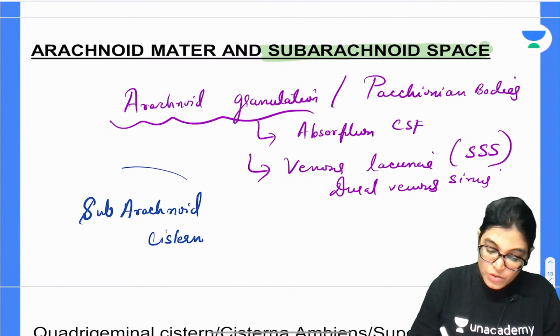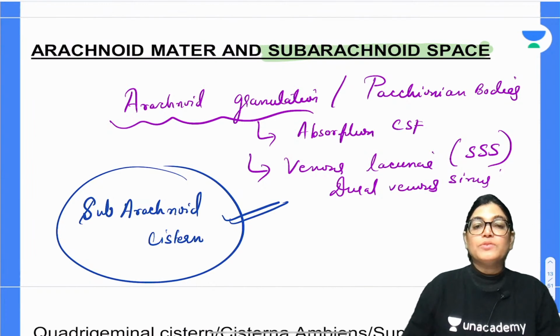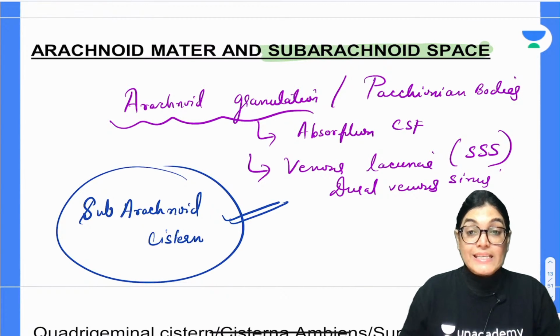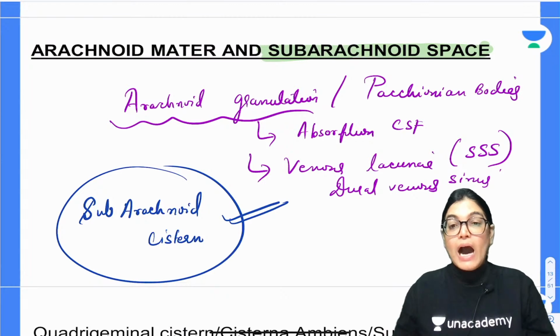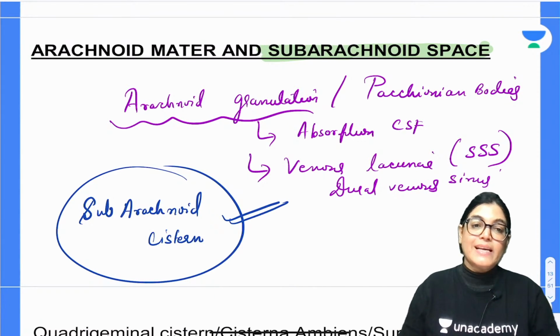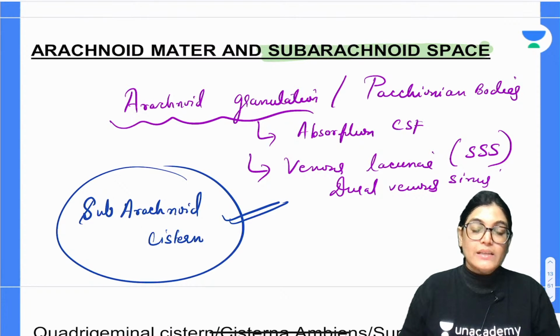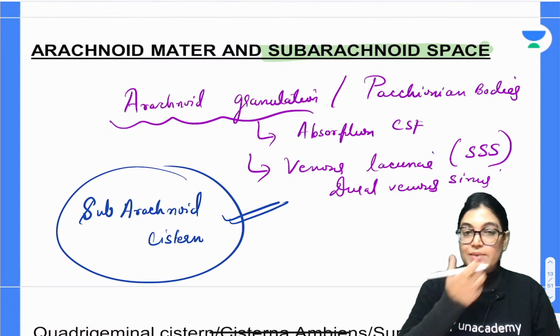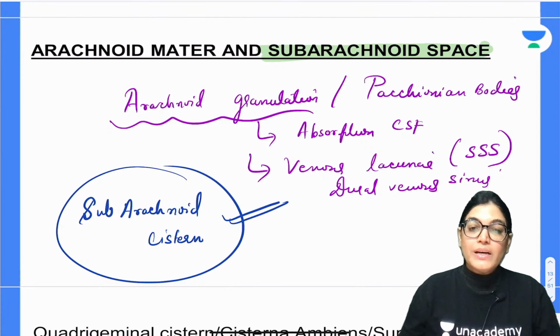So what is subarachnoid cistern? Just now I have told you subarachnoid cistern is the space which is lying between the arachnoid mater and the pia mater, and a substantial amount of CSF is located there. Where it is having more amount of CSF, there we have certain important structures lying.